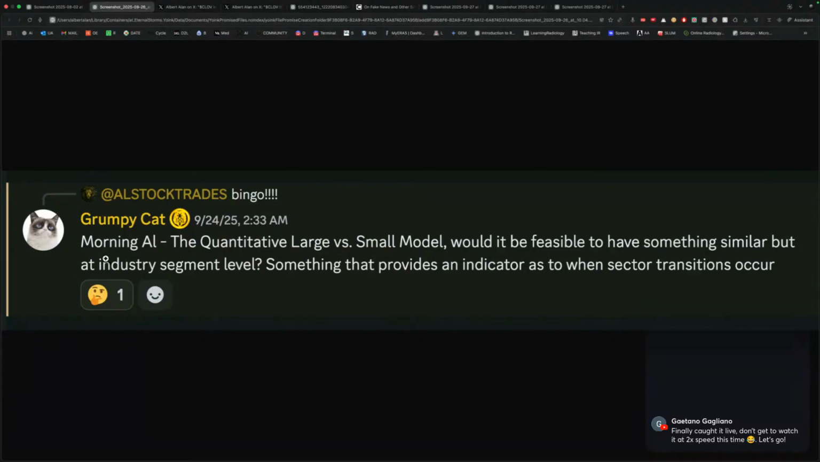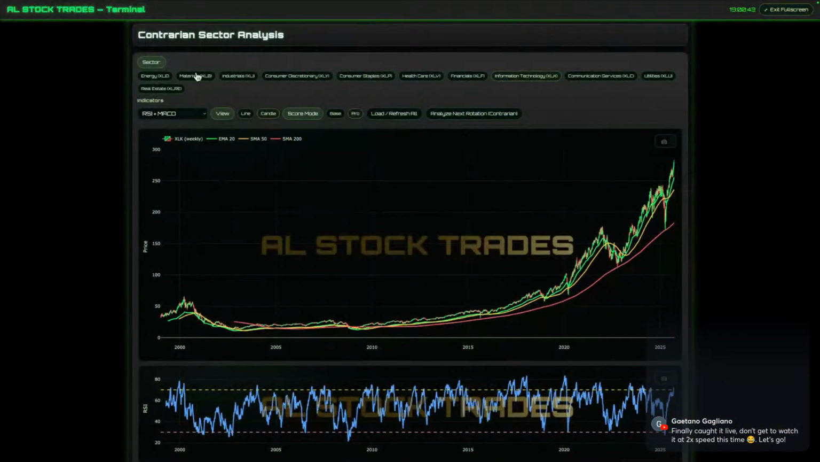He said, hey, morning, Al. This was September 24th, 2:33 in the morning. He said, morning, Al, the quantitative large versus small model, would it be feasible to have something similar, but at industry segment level, something that provides an indicator as to when sector transitions occur? I'm like, man, that's actually a pretty good idea. So we went ahead and did that. It literally destroyed me. It took a while, but it was good. We got it.